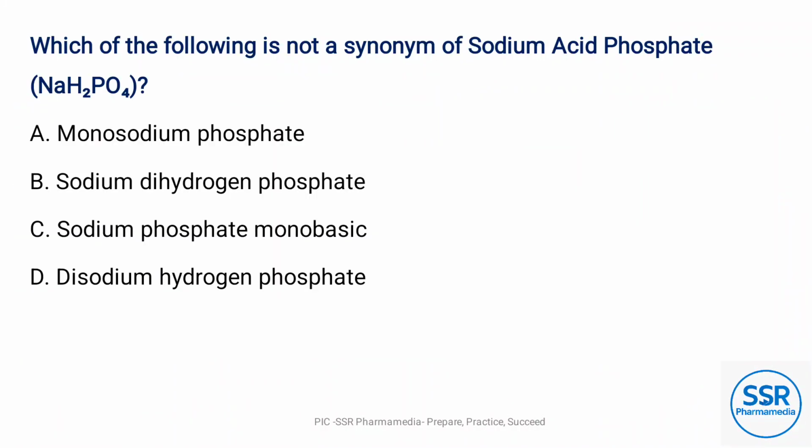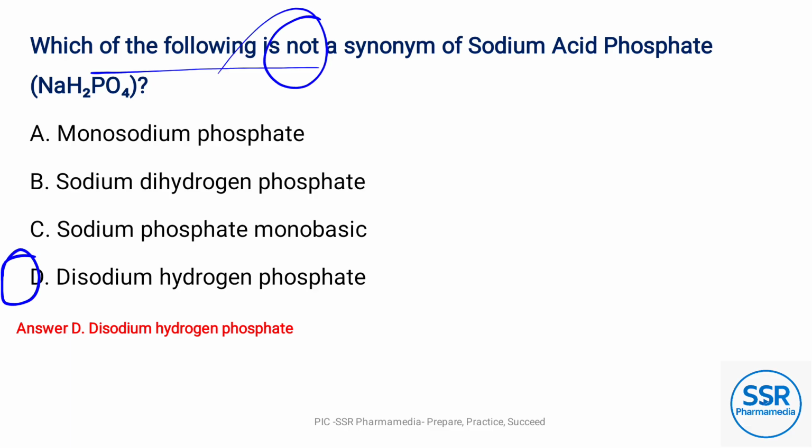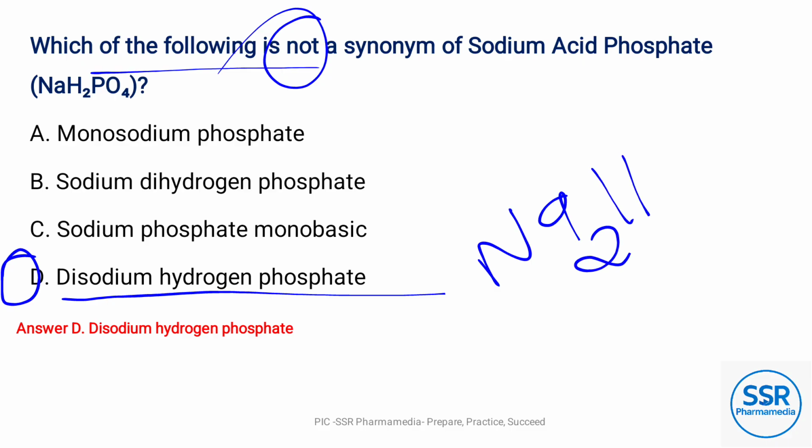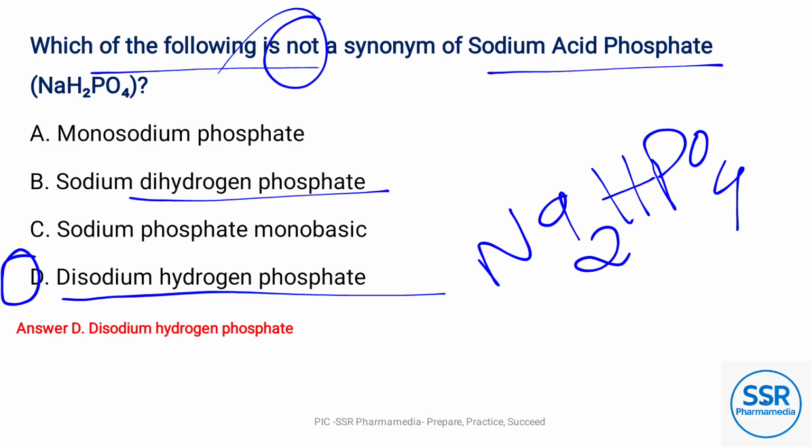We'll see the questions. Which of the following is not a synonym of sodium acid phosphate? Option D is the answer: disodium hydrogen phosphate, Na2HPO4. This is its molecular formula, but sodium acid phosphate is sodium dihydrogen phosphate. The remaining three are other names for sodium acid phosphate, except option D.